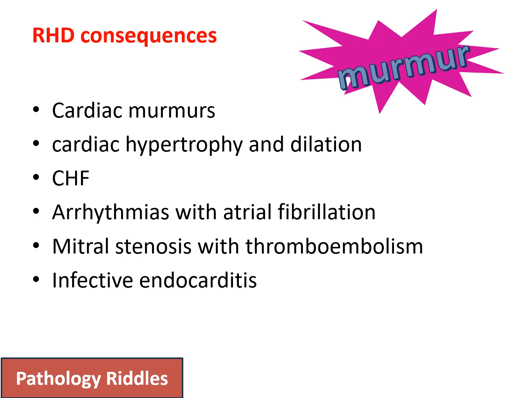Then infective endocarditis. Basically the valves are damaged, so they give a nidus for bacterial infection to attach and form vegetations. That will lead to infective endocarditis or bacterial endocarditis. So these were the consequences of rheumatic heart disease.